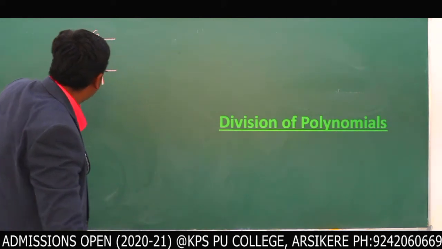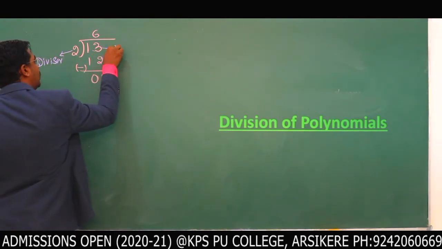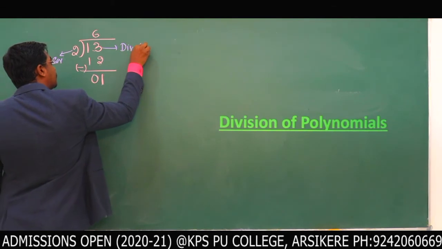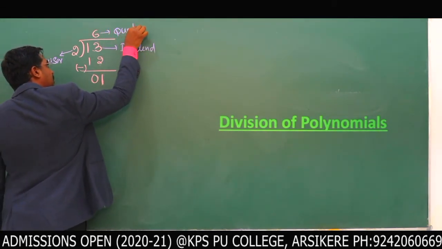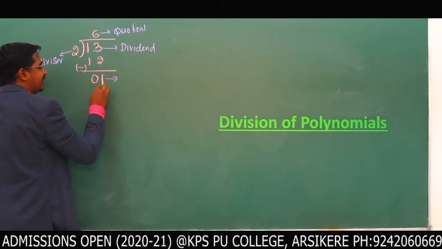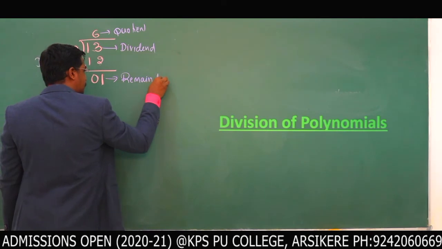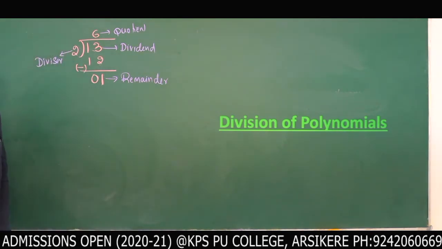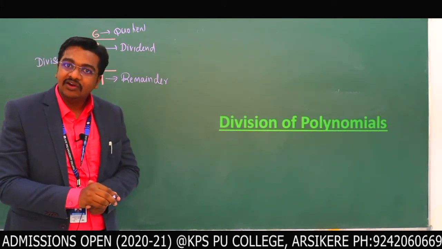So what about here? 2 is called the divisor. This is called the dividend. And 6 is called, very good, the quotient. And what is the remaining thing here? This is called the remainder. Just observe, in the 10th standard we have learned about the division algorithm.